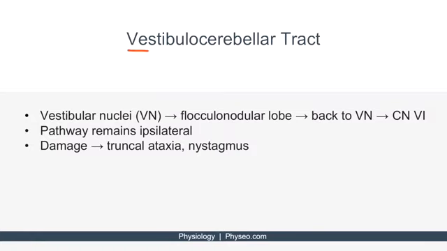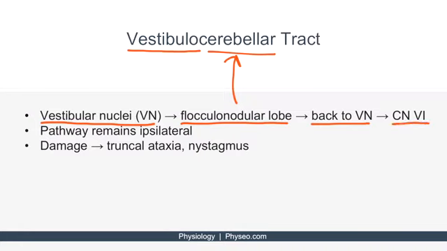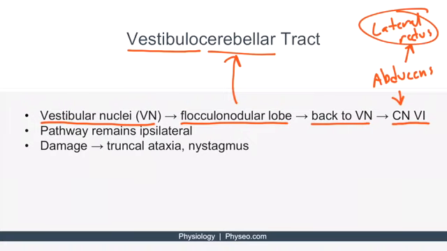So now let's quickly talk about the vestibulocerebellar tract. And as it sounds, you've got the vestibulo, so vestibular nuclei are involved. Then you have the floccular nodular lobe, which is a part of the cerebellum. So what happens is it goes from the vestibular nuclei to the floccular nodular lobe, and then it goes back to the vestibular nuclei. And then from that point, it goes to cranial nerve 6, which is the abducens nerve. Now remember that the abducens nerve will innervate the lateral rectus muscle of the eye. And this whole pathway, going from the vestibular nuclei to the floccular nodular lobe and then back to the vestibular nuclei and then to cranial nerve 6 and then finally the lateral rectus muscle, it all remains ipsilateral.